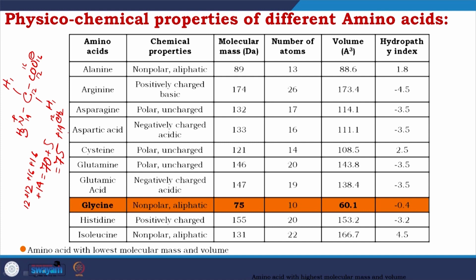histidine 153.2, isoleucine 166.7. Hydropathy index 1.8 for alanine, arginine minus 4.5 because of its basic charge, asparagine minus 3.5, aspartic acid minus 3.5, cysteine 2.5, glutamine minus 3.5, glutamic acid minus 3.5, glycine minus 0.4, histidine minus 3.2, isoleucine 4.5. Among them, it is not surprising that glycine has the lowest molecular mass and volume. Also, histidine, I forgot to say, is the physiological buffer.